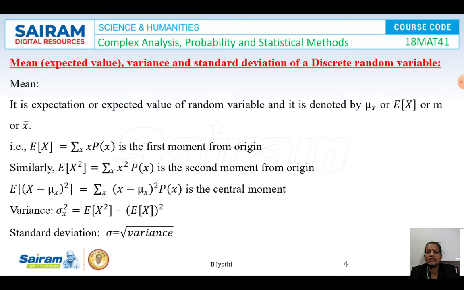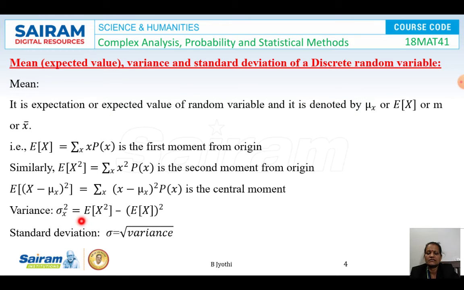So next is the mean or the expected value, variance, and standard deviation of a discrete random variable. What is mean? It is the expectation or expected value of a random variable, denoted by mu x or E of x or m or x bar. E of x is summation x into p of x. It is the first moment from the origin. Similarly, E of x square is summation x square into p of x, the second moment from the origin. And E of (x minus mu x) the whole square is the central moment.